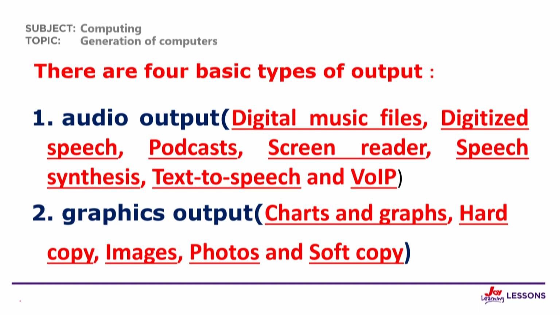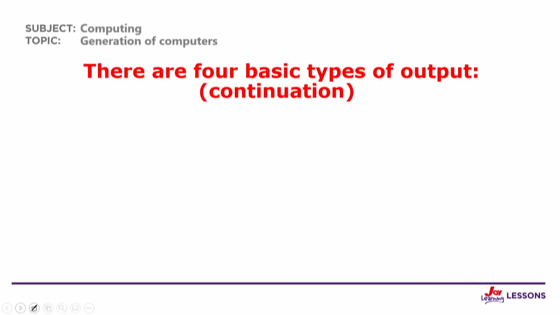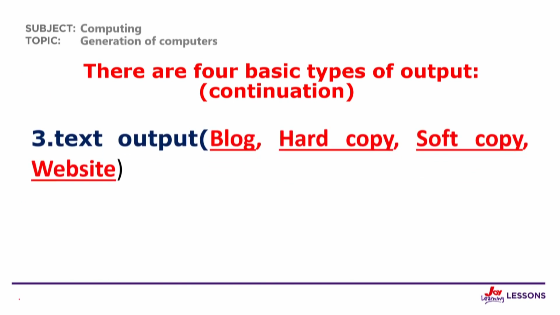Then the third output is text output. For text output, we have blog, hard copy, soft copy, and website. Information on a blog; hard copy can be a printed material; soft copy can be information displayed on the screen; and the information on our website. All these are examples of text outputs.